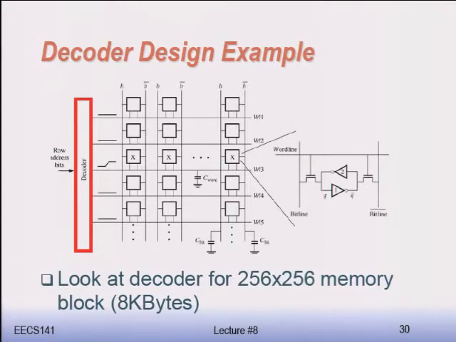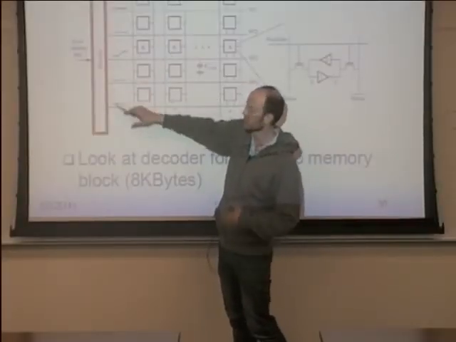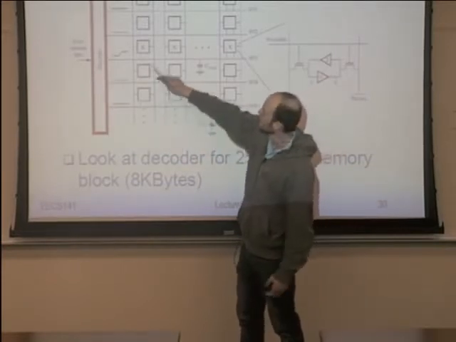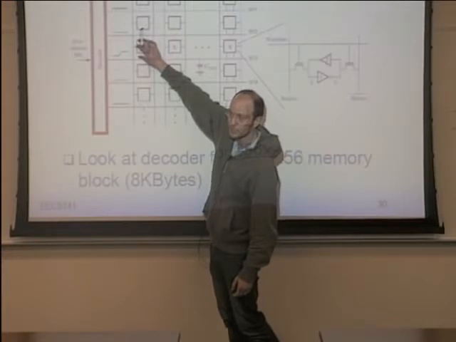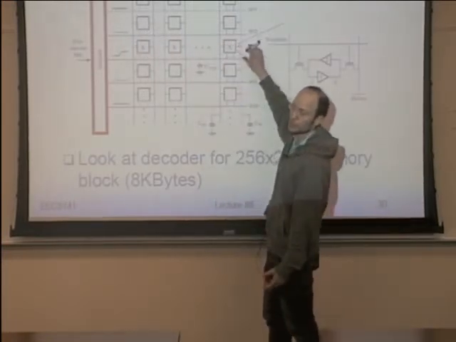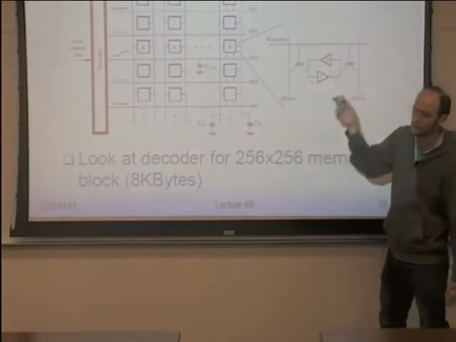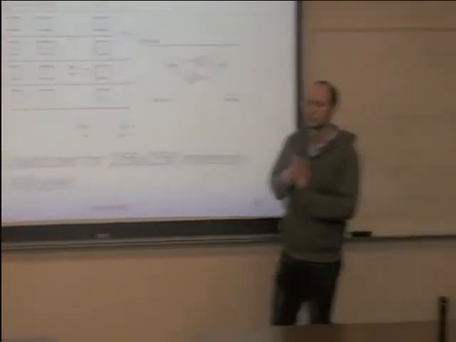So if you have a 10-bit decoder, it means that there are 2 to the 10 rows, and let's say there are also 2 to the 10 columns. Then the load will be the capacitance of a unit cell times 2 to the 10, times the number of columns, which we said is 2 to the 10. In this example, it's 2 to the 8. Then there is the branching effort.